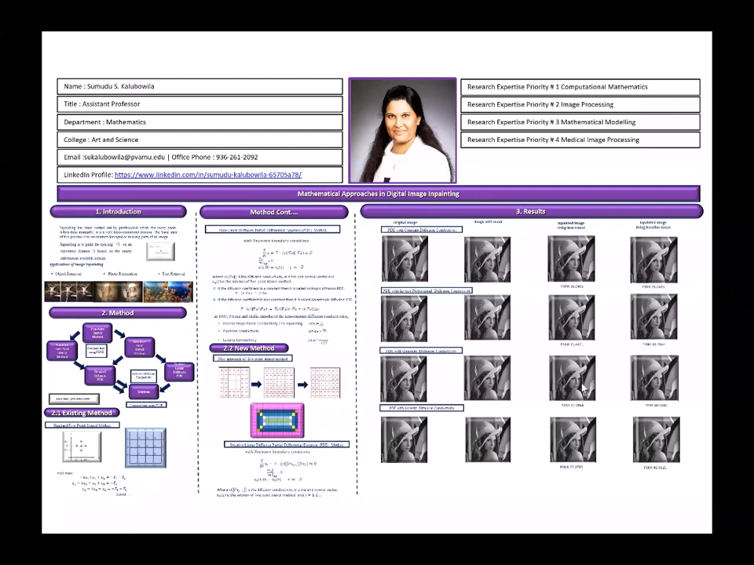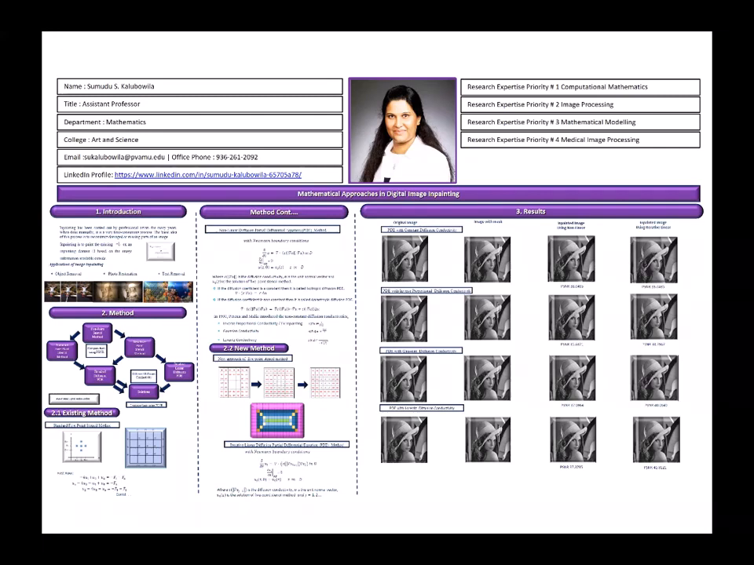Good evening, everybody. I'm Sumudu Kalubovila from the Department of Mathematics. I'm an assistant professor in the math department. My research area is based on image processing, computational mathematics, mathematical modeling, and medical image processing. I would like to give brief information about image processing. What does it mean and how does it work? Image processing has a lot of areas. I think everybody applies it in day-to-day life, but you are not using that word when you apply it.